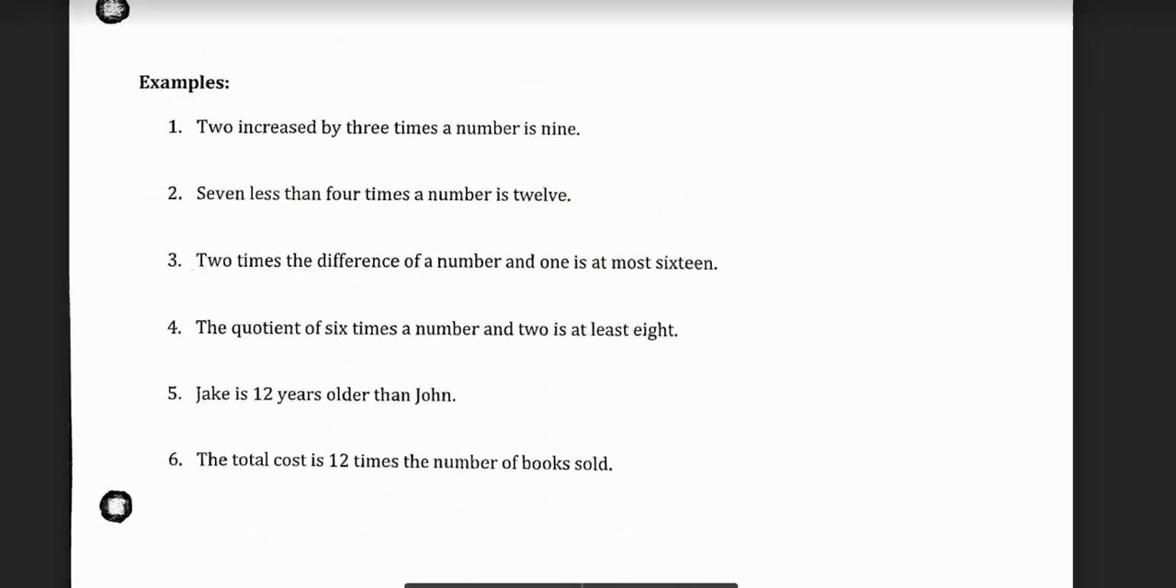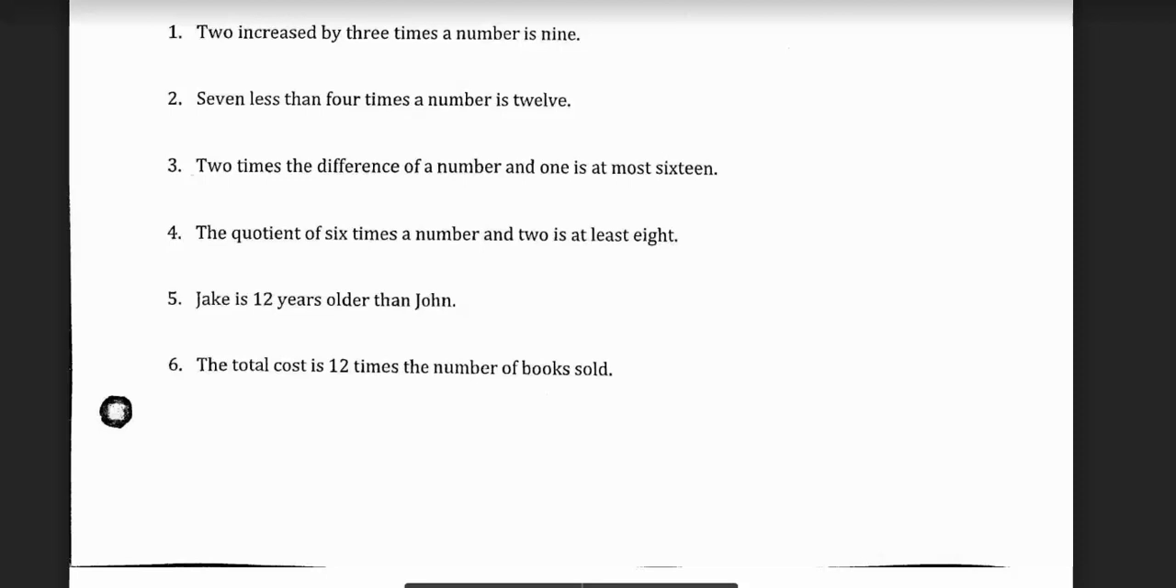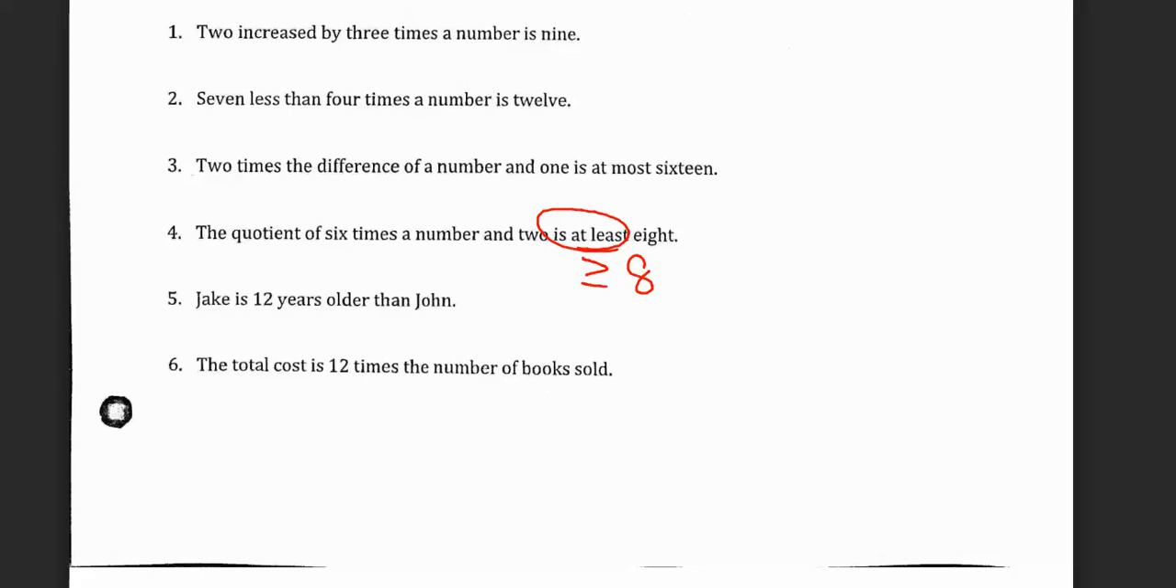So I want you to pause, and I want you to try 4, 5, and 6 on your own. When you finish, unpause, and I'll either go over it or I'll have the answers and you can just check. Number 4 says the quotient of 6 times a number and 2 is at least 8. So it's always the opposite, so greater than or equal to. The quotient of 6 times a number and 2. I see 6 times a number, and I see 2, and then I have to put the word quotient in between. So I can write it like this, or I can write it like this.